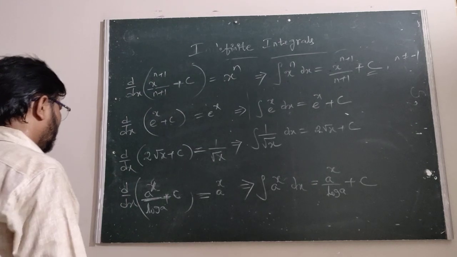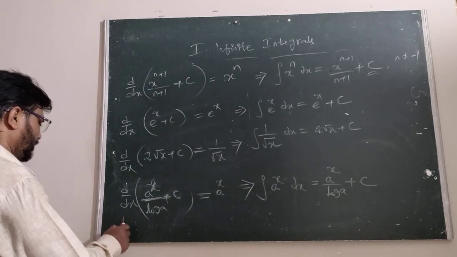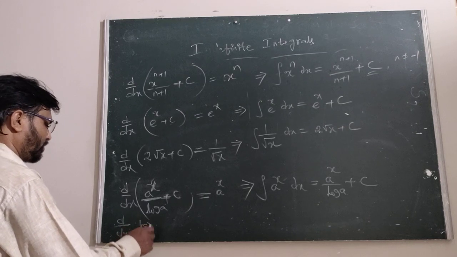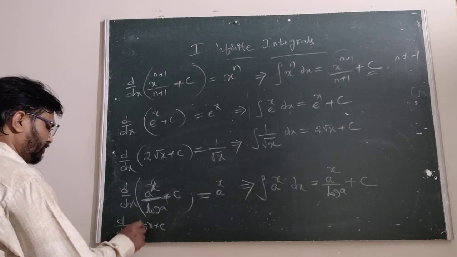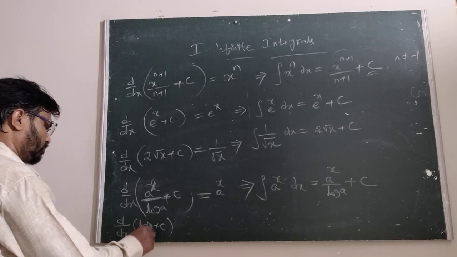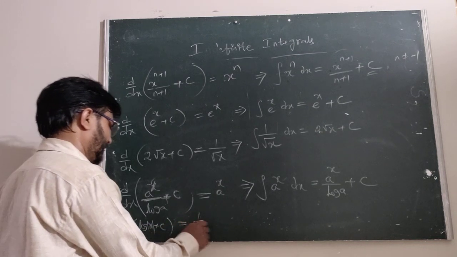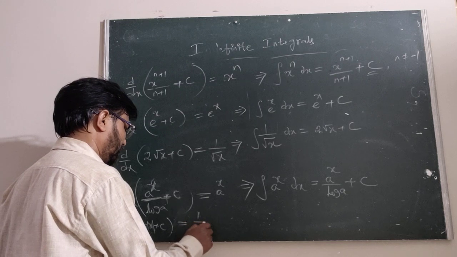After that, we are going to the next one. Everyone knows that the derivative of log x plus c, or log mod of x. The derivative of log mod of x is 1 by x, where x is not equal to 0.